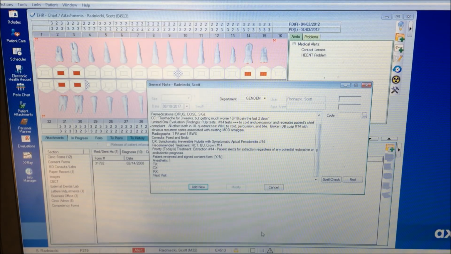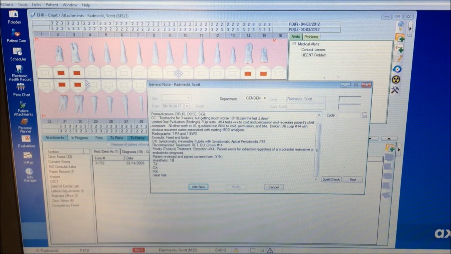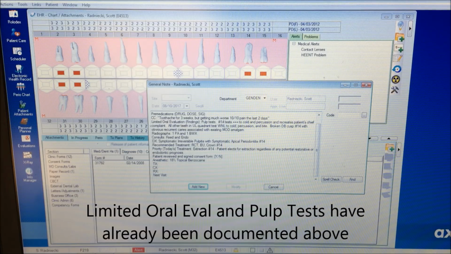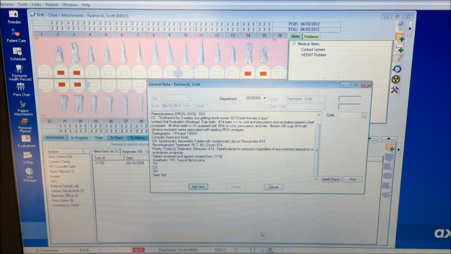Next, anesthetic. Please remember, we use 18% topical benzocaine, and then 36 milligrams of 2% lidocaine with epinephrine, 1 to 100,000 ratio, however much you use. Treatment. You're going to have to put in all of the treatment that you do. This does not include the exam, so you don't have to put in limited oral evaluation anymore. You don't have to put in pulp tests anymore. Just the treatment that you did on the teeth.